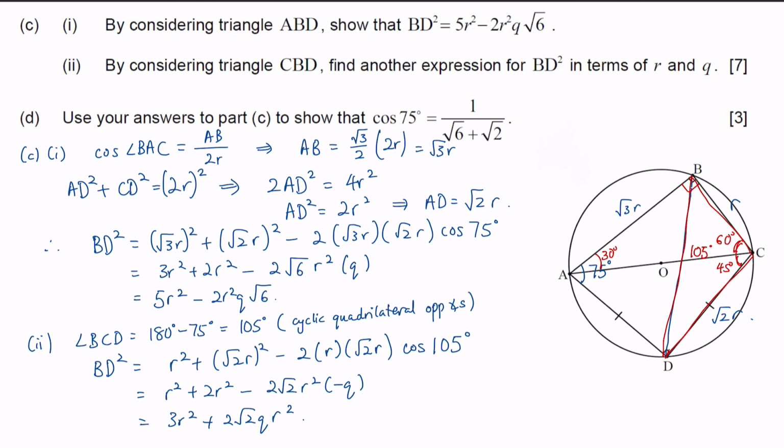Part D now. Use your answers to show that cosine 75 degrees is 1 over root 6 plus root 2.